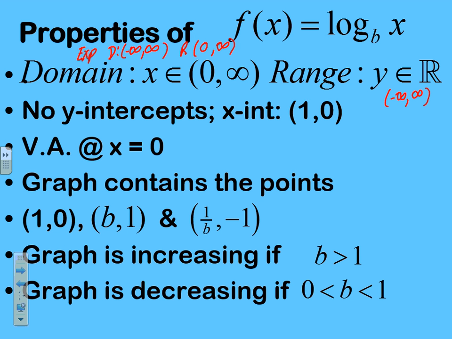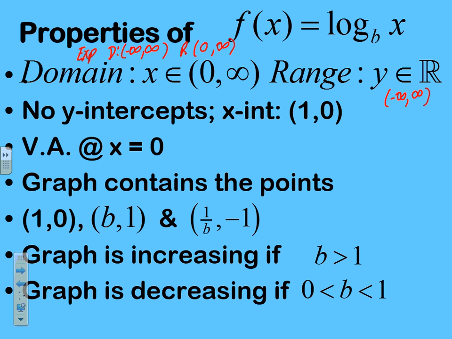Since the x values cannot go to 0, that means that there are going to be no y-intercepts. So in a basic logarithmic function, it will never touch the y-axis because that will produce a vertical asymptote where x is equal to 0. So if we're undefined when x is 0, we can't actually touch the y-axis. And that's where x has to equal 0.